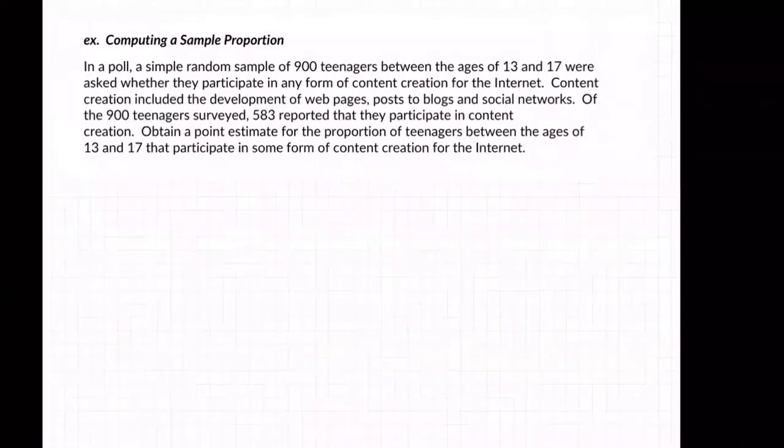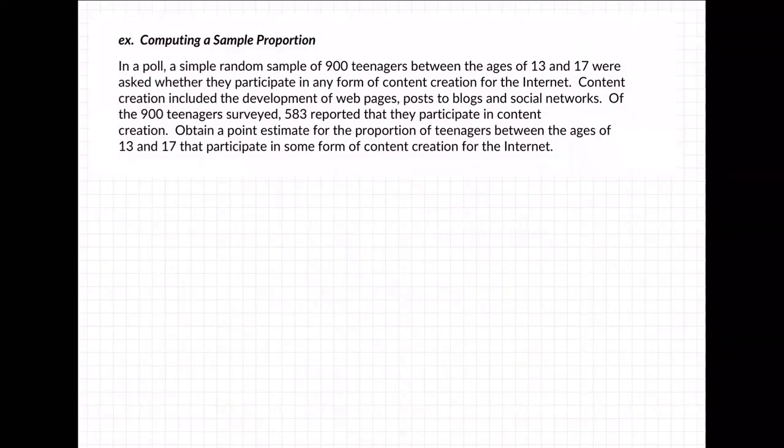Okay, so let's do this example. Computing a sample proportion. I think this one will be super easy for you guys. In a poll, a simple random sample of 900 teenagers between ages of 13 and 17 were asked whether they participate in any form of content creation for the internet. Content creation includes development of web pages, posts to blogs, social networks. Of the 900 teenagers surveyed, 583 reported that they participated in content creation. Obtain a point estimate for the proportion of teenagers between the ages of 13 and 17 that participate in some form of content creation for the internet.